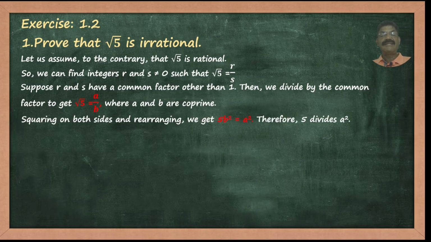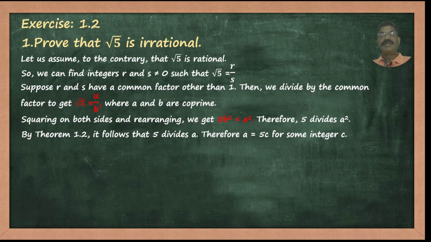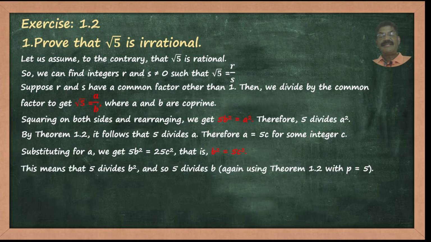Again, square both sides and rearrange the terms to get 5b square is equal to a square. This means 5 divides a square. 5 being a prime number, 5 must divide a also. Therefore, a is equal to 5c for some integer c. Substituting this value in 5b square is equal to a square, we get 5b square is equal to 25c square. Cutting out 5 on both sides, we get b square is equal to 5c square. Again, applying the same logic, we get 5 divides b.